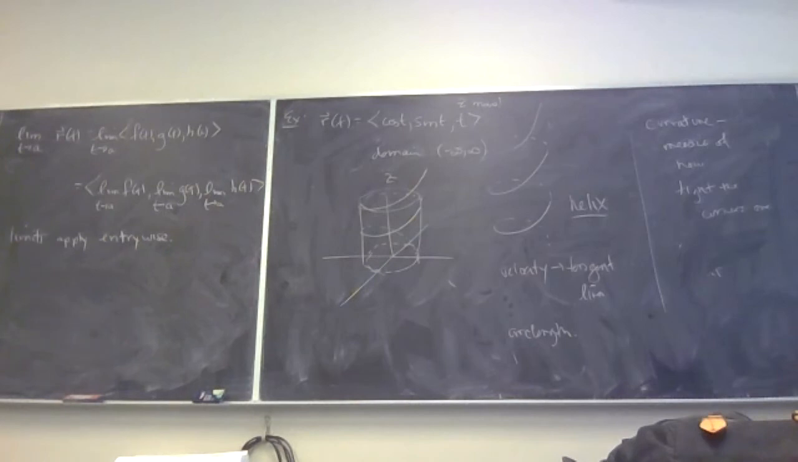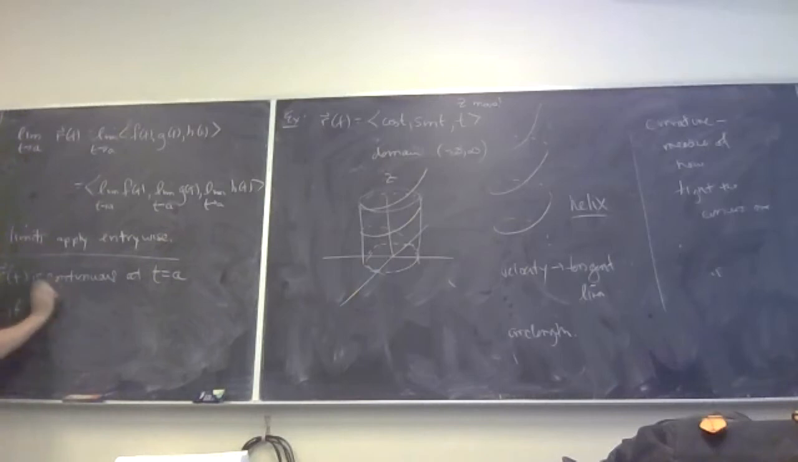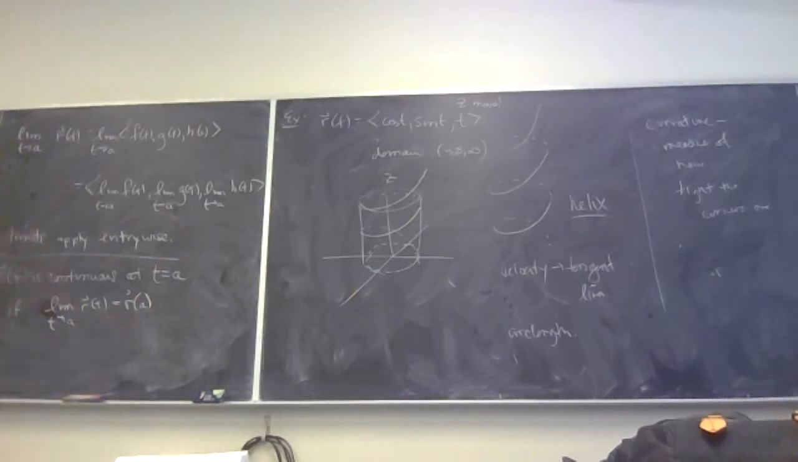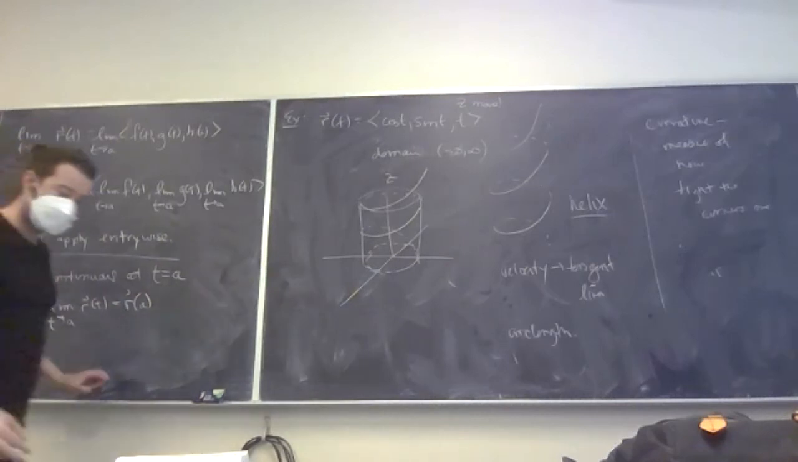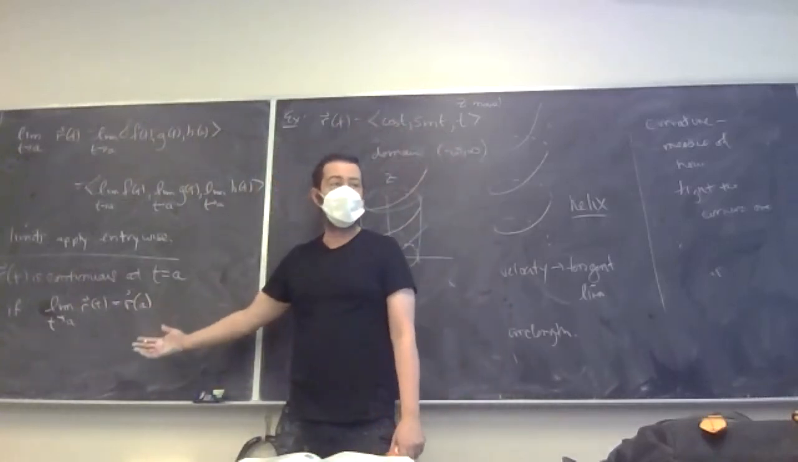We also have a very natural notion of continuity. Once you have this definition, you can say r of t is continuous at t equals a if the limit as t goes to a of r of t is equal to r of a. If the function looks like it's going where it actually is going, the function is continuous. This is the same definition of continuity from calculus 1. The reason we need continuity is because we can't even begin to deal with differentiability unless we've got a notion of continuity.